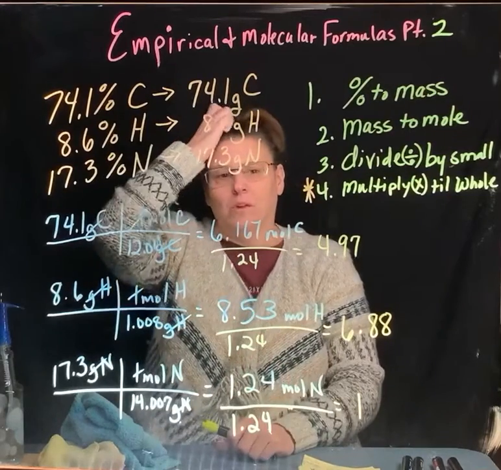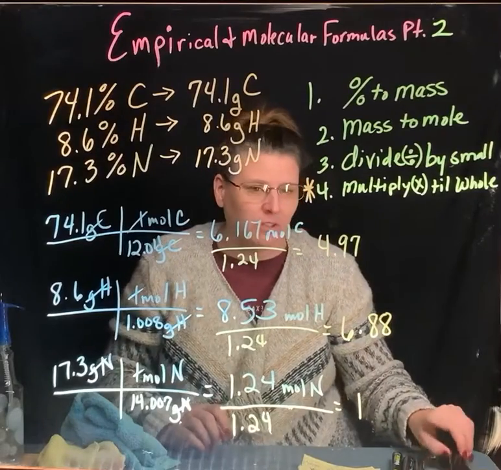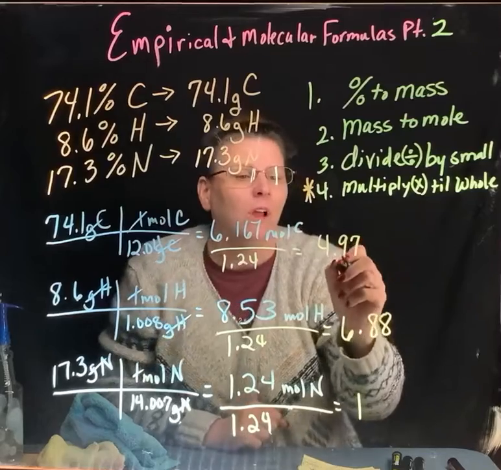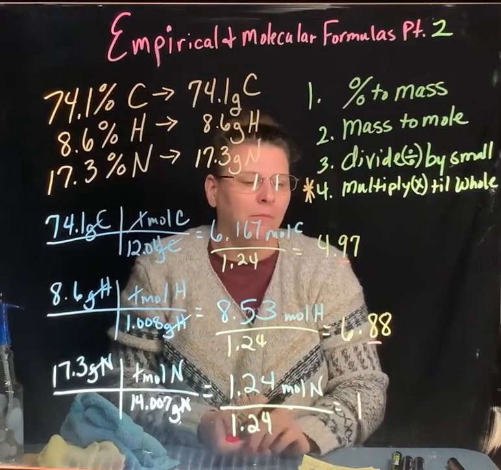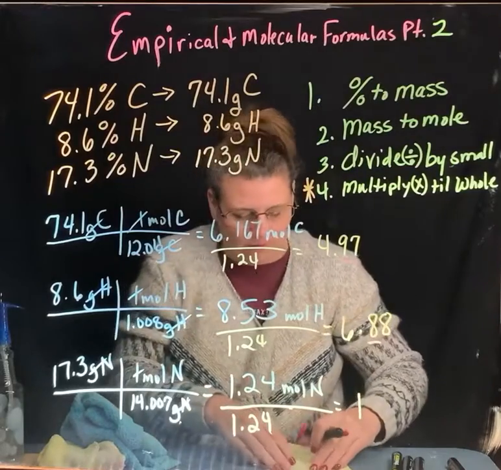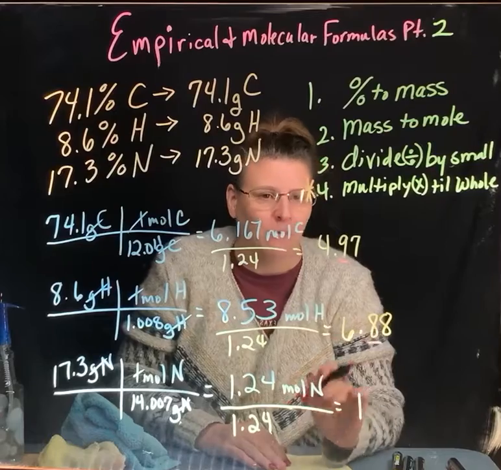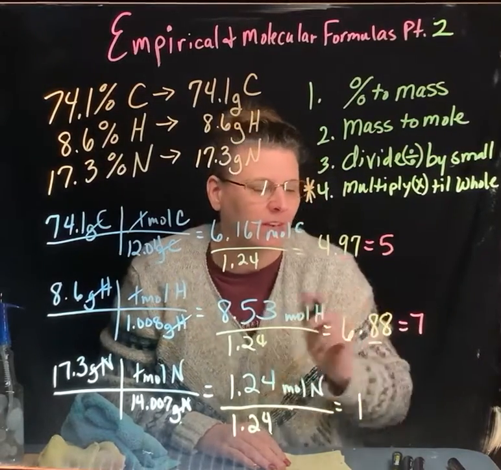Okay, so here we have to look at this, because we need a whole number. So multiply to a whole. Let me go back. What we're going to do is round these numbers right now. So this is going to equal 5, this is going to equal 7, and that's going to equal 1.